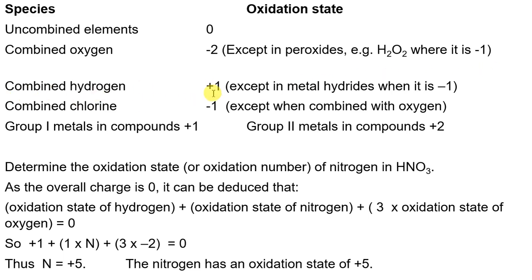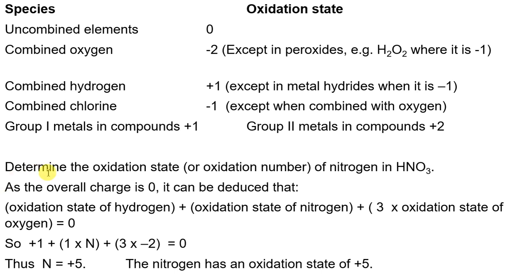Combined hydrogen is always given an oxidation state of +1, and again, very unusually, in metal hydrides it's -1. Combined chlorine, group 17, is -1, except when it's combined with oxygen. Group 1 metals in compounds are +1. Group 2 metals in compounds are +2.